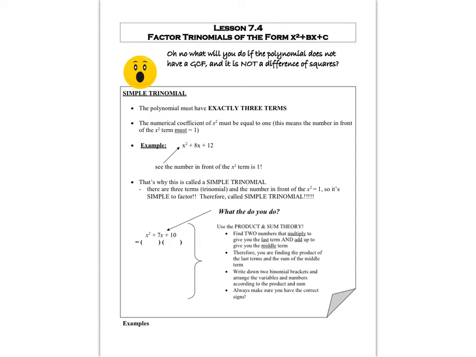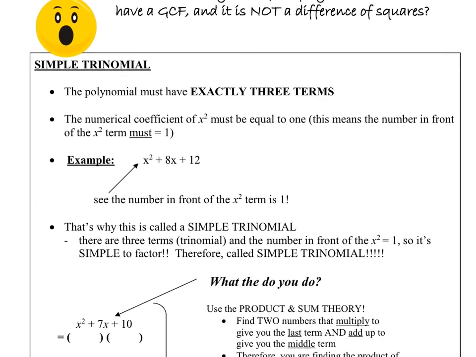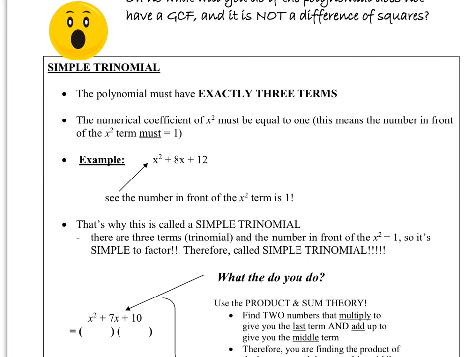So this is where we're going to try to use our greatest common factor method that we learned in 7.2. We're going to try to use our difference of squares method that we learned in 7.3. But we're going to see that none of those methods can work, so we're going to learn this new form of factoring. So this new form of factoring is going to work when there are three terms given. And now remember, terms are anything in an equation that are separated with plus or minus signs.